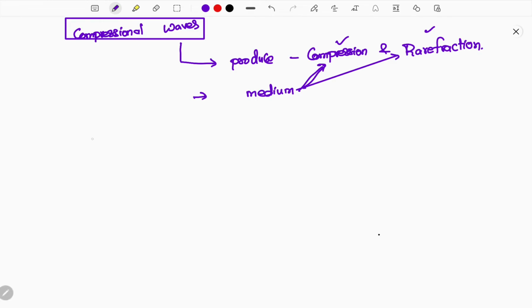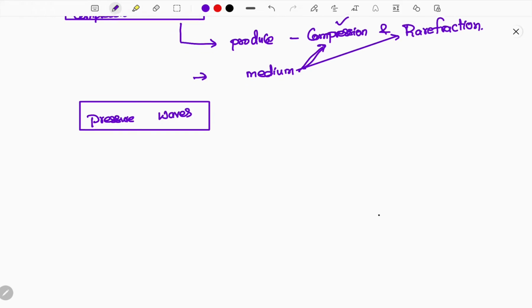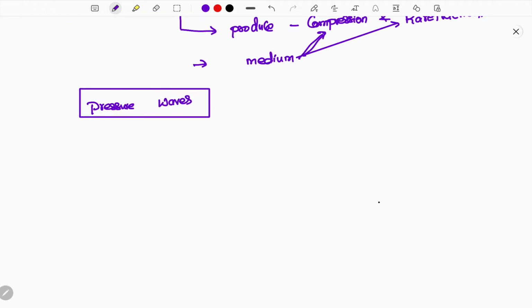So you have clarity on that. Another thing: P waves are also called pressure waves. Again the student gets confused. Why are they pressure waves? See here, when the P waves travel, they can increase or decrease the pressure of the medium.